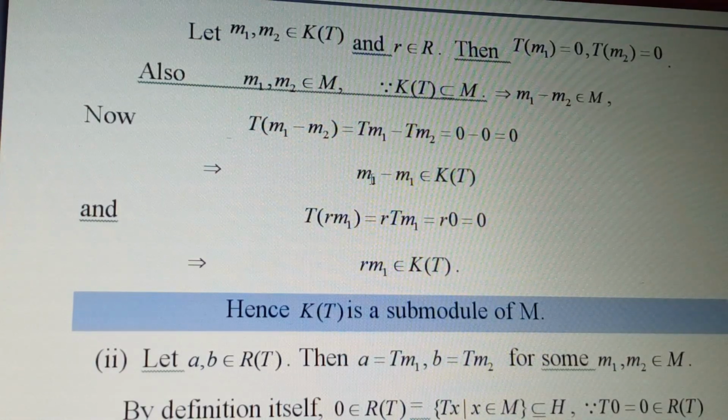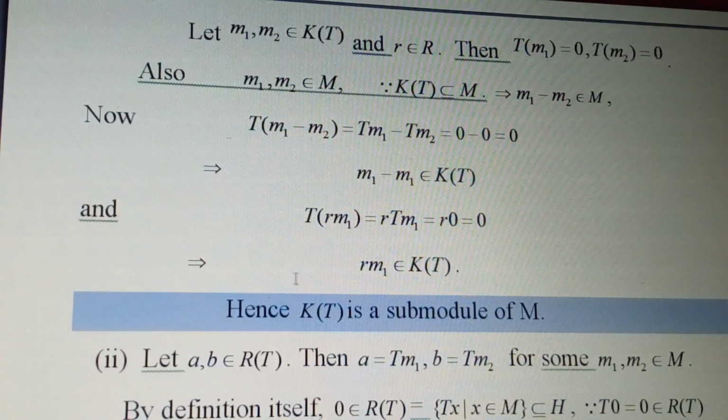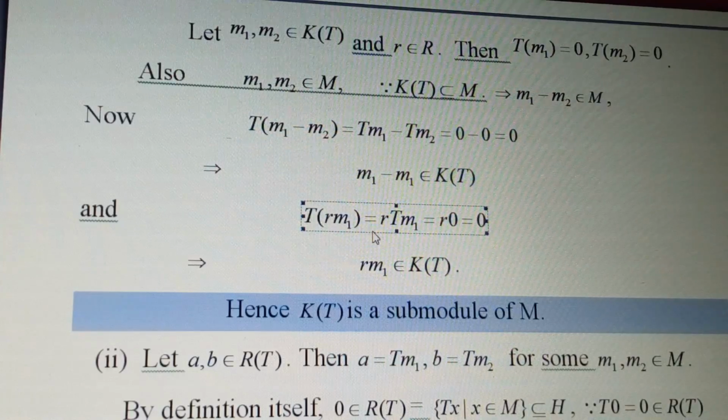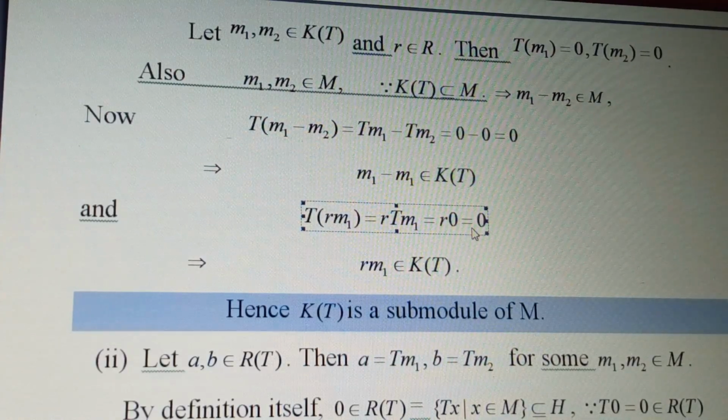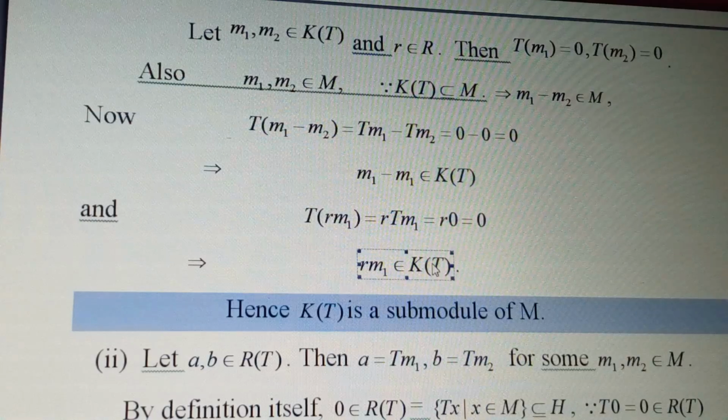This condition shows m1 − m2 belongs to kernel T. This is for a subgroup. And this is the second condition: T(rm1) = rT(m1) = r0 = 0, which again shows rm1 belongs to ker T. We have two conditions. The first, and the second, show that kernel T is a submodule of M.